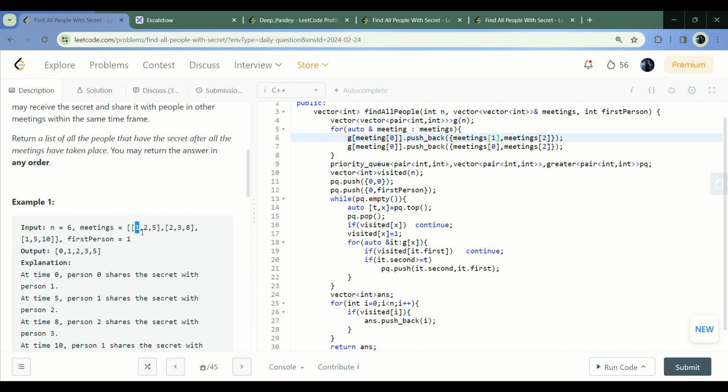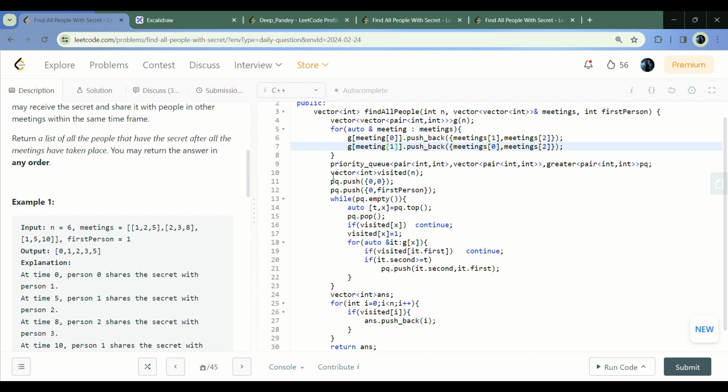0 is the person who is having the meeting, 2 is the person who is attending the meeting with that person, and 5 is the time taken. So I will push this into my vector pair array. Now next I will push, as it is given, it is bidirectional. So for 0 I am putting 1, and for 1 I will put 0, that these two persons have done the meeting and they have shared the secret with each other.